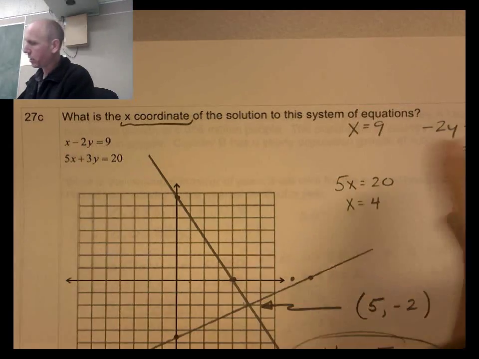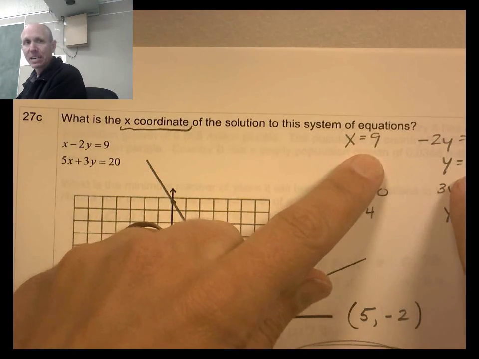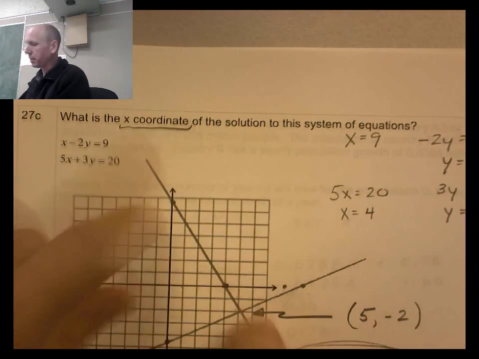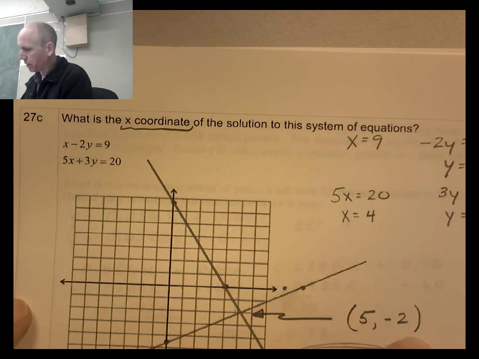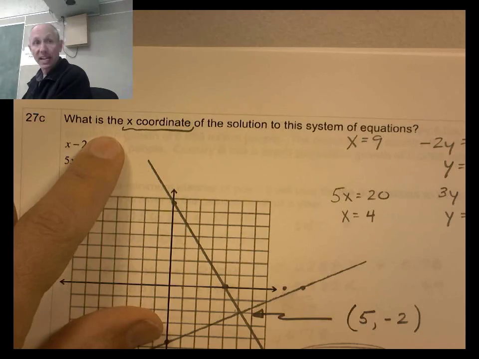Let's see, these are both in standard form. I split them into mini equations. I plot the intercepts, connect the dots, comes together at 5, negative 2. It's only asking for the x value, so the x is 5.